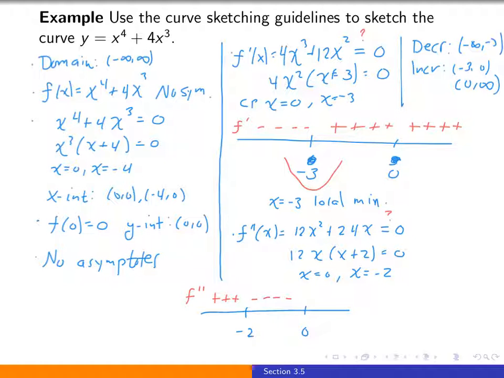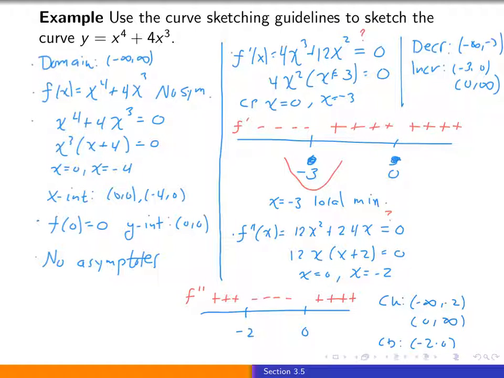And if I plug in something to the right of 0, say positive 1, you would have a positive times a positive, which is a positive. So putting this information together, we are concave up on minus infinity to minus 2 and 0 to infinity. And we are concave down from minus 2 to 0.